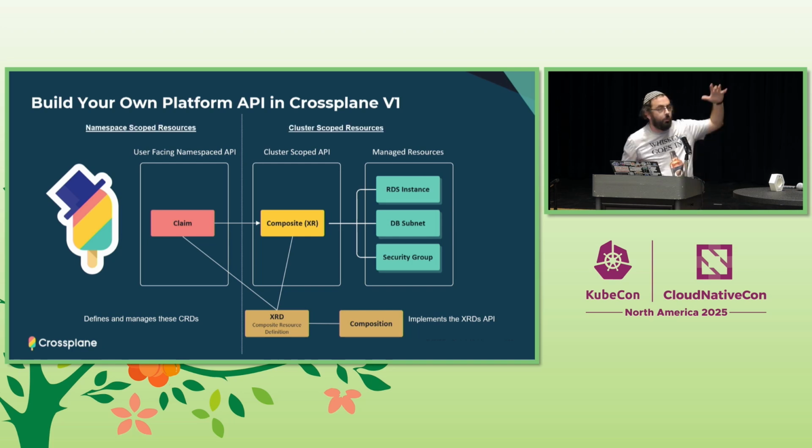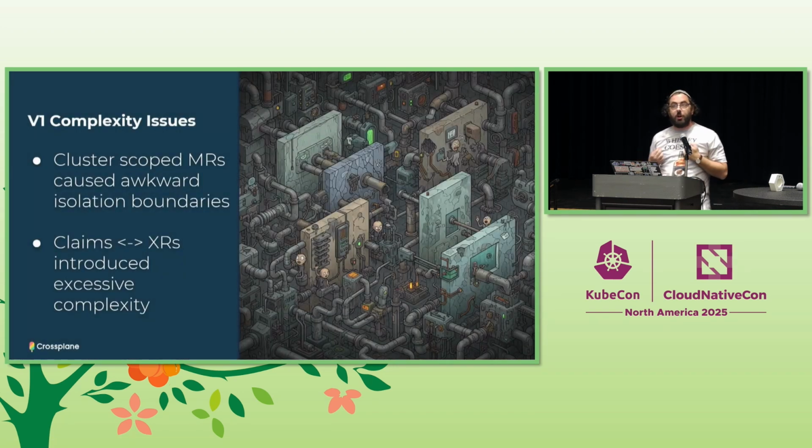Now, when we actually look at how this works, the claim is namespace scoped, everything else is cluster scoped. And this really brought a bunch of complexity to it. We had number one, the cluster scope managed resources, which was really kind of modeled after the idea of a persistent volume and a persistent volume claim. But this caused these weird and awkward isolation boundaries. It was very hard to necessarily allow a developer to debug what's going on with something, because I don't want to give him access at the cluster level. Right? So this caused a bunch of challenges, and the claim to XR conversion and mapping just caused a bunch of excessive complexity.